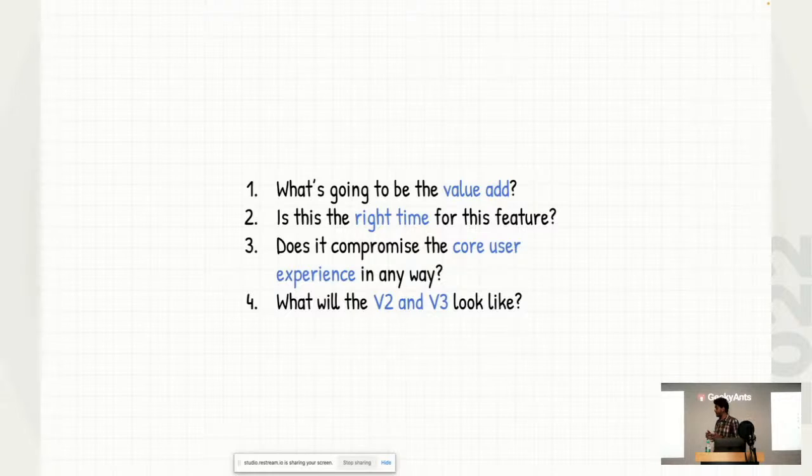The next one is very, very important, which is about asking yourself, what is the core user experience, and is your feature hampering that? So if you're working with a company like Uber, the core user experience is to book cabs.